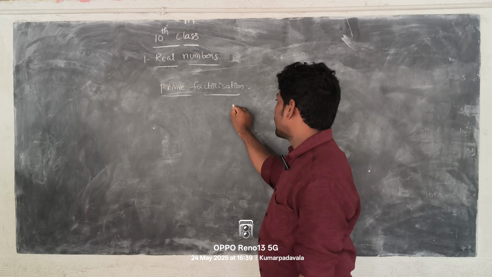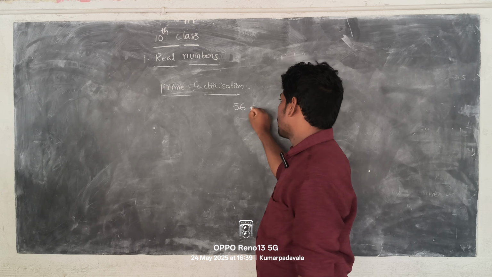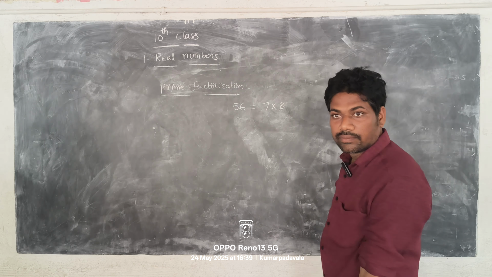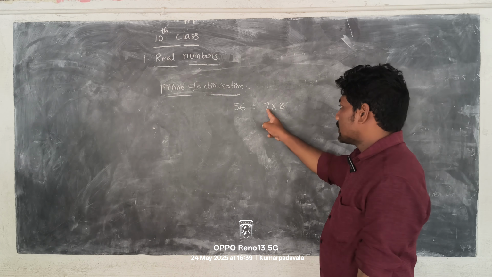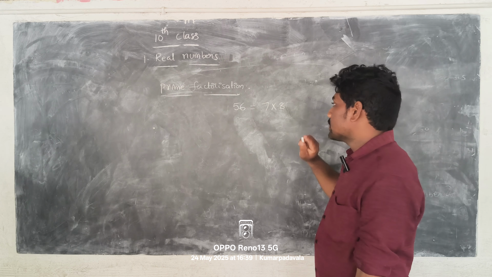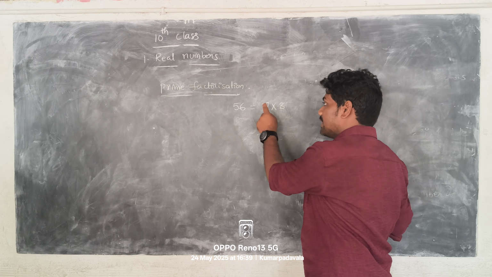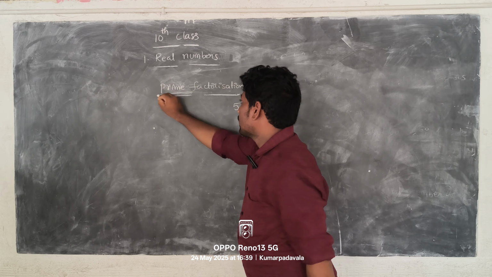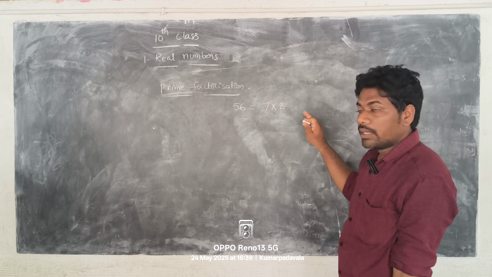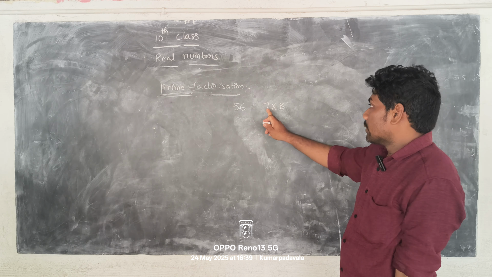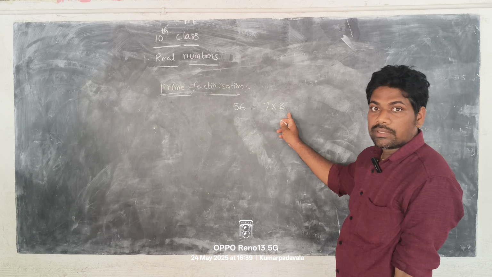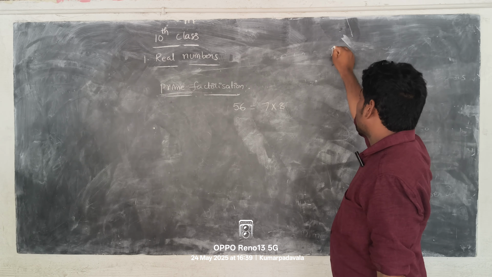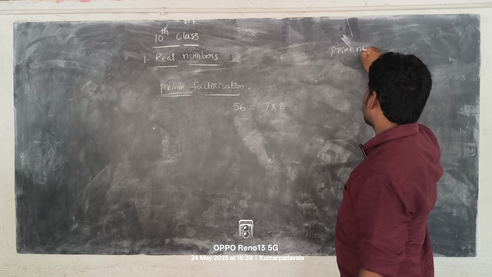Suppose I take 56. 56 can be written as 7 into 8. Is it a prime factorization? No, because 7 is a prime, but 8 is not a prime. So prime factorization is nothing but when we do the factorization of one number, the product values should be primes. Here 8 is not a prime, 7 is the only prime, because we already know about prime numbers. What are prime numbers?